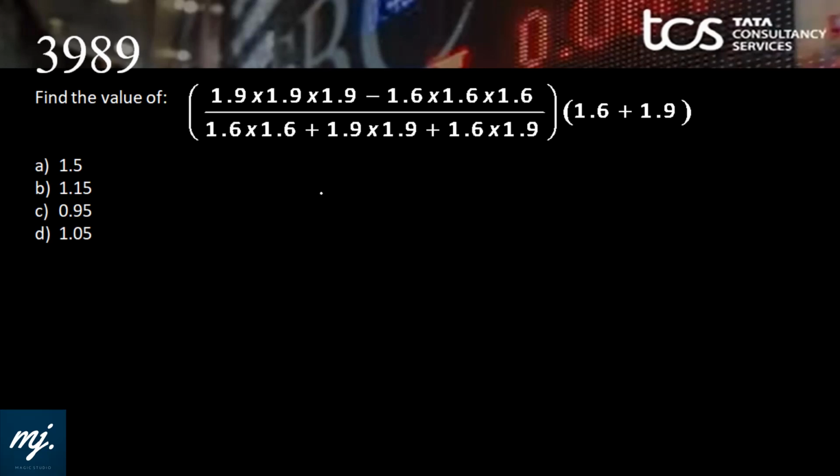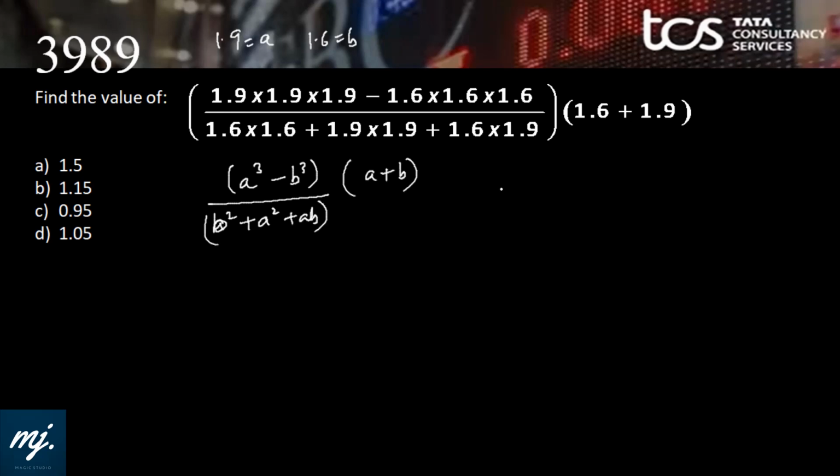A question like this, there are high chances that they will fall into some category of algebraic identities. Let's see, 1.9 into 1.9 into 1.9. Let me call 1.9 as A, and 1.6 as B. Then this can be written as A cube minus B cube divided by A square plus AB plus B square, and this into A plus B.